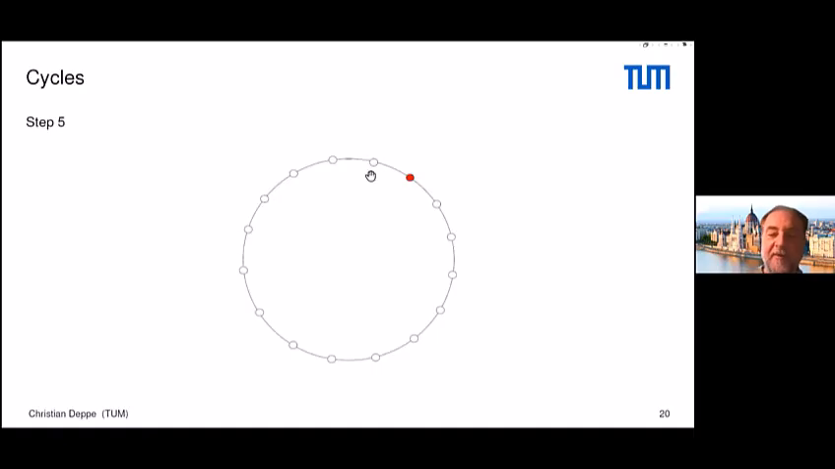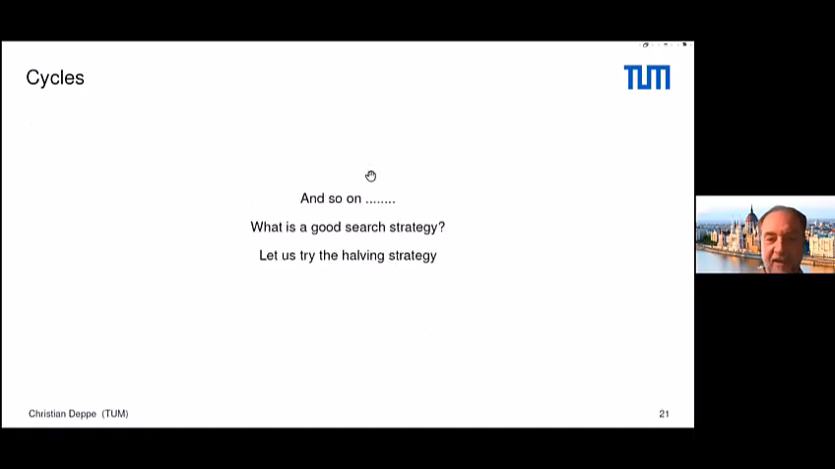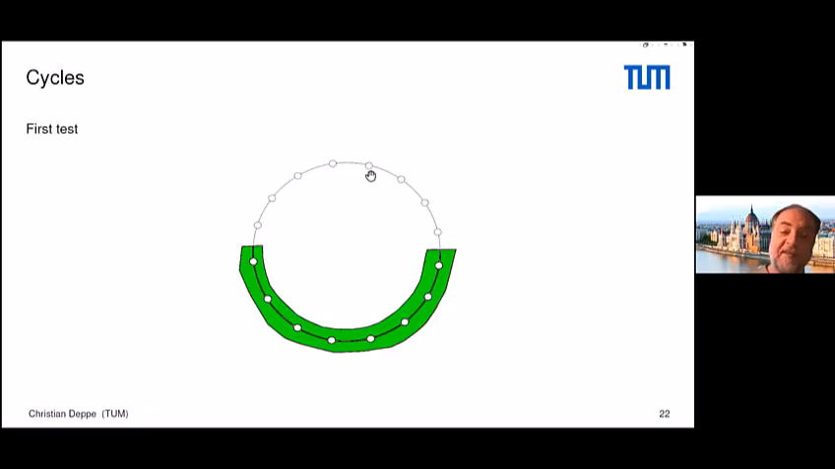But the question is, what is a good search strategy? Of course, the idea is in principle okay. We just test half of the elements, but it should be in a connected way. So let us assume this is a test here, like this. And now let's assume we get a yes. Now the element is of course allowed to move one step.